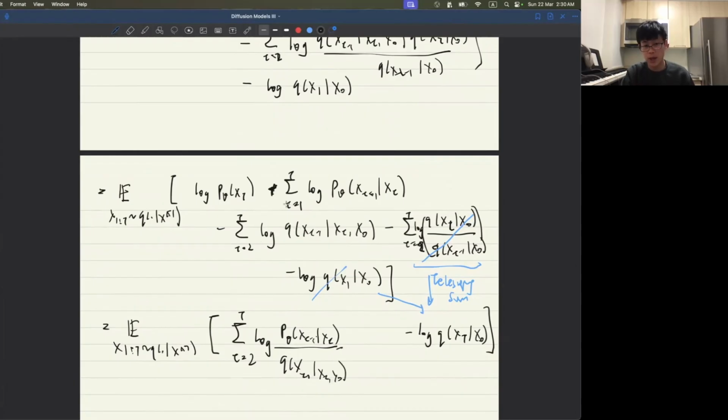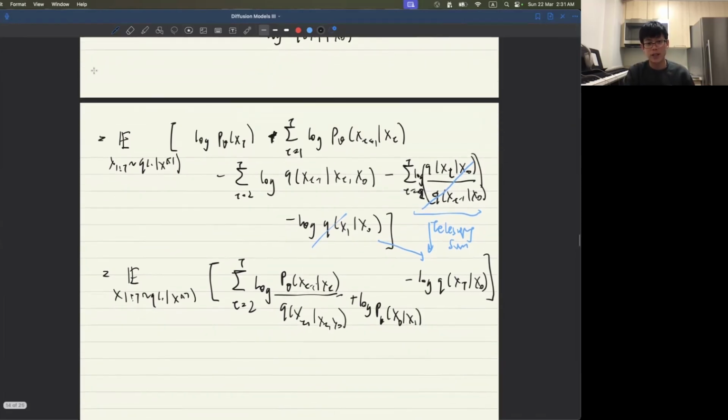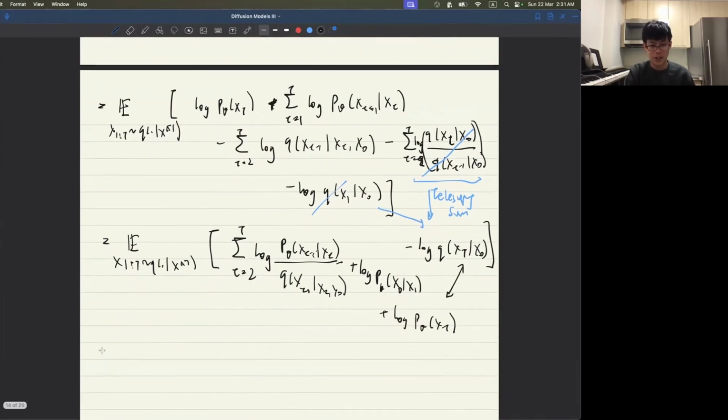Note that we have t equal to 1 remaining in the first term. That can be just left on its own, so there's a plus log of p theta x0 given x1. And then we have this lone term at the start, which is plus log p theta xt. These two terms can actually be grouped together because they look fairly similar. And sorry, just to write it better, in the end, we have three set of terms, right? The expectation of log of p theta x0 given x1. So that is this term right here.